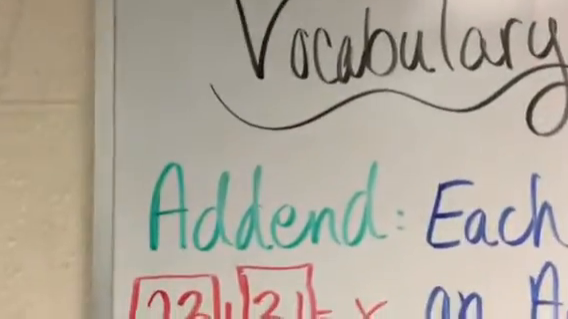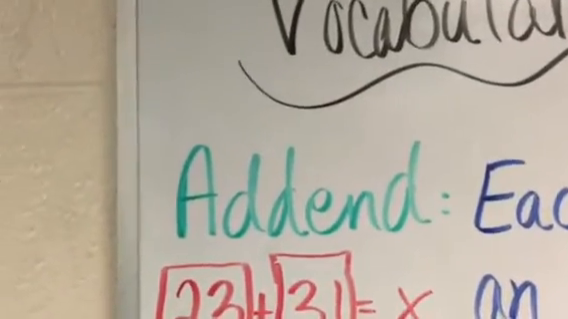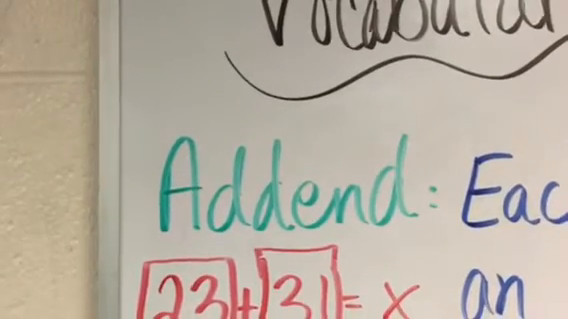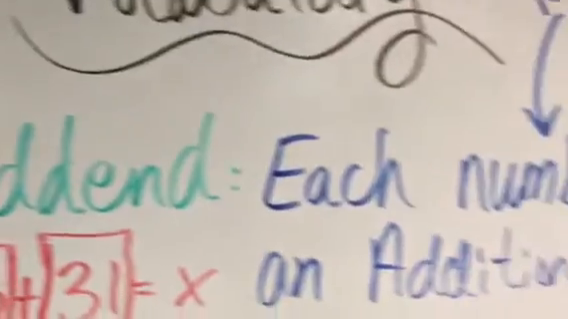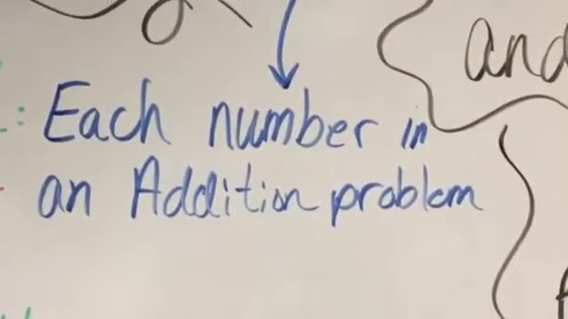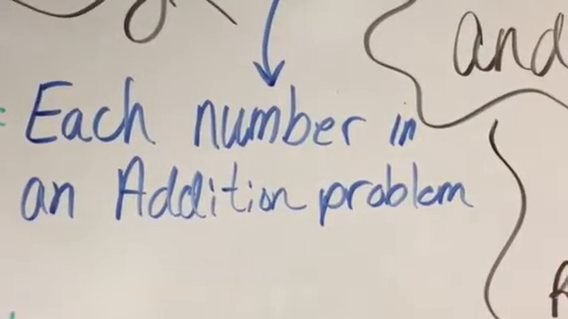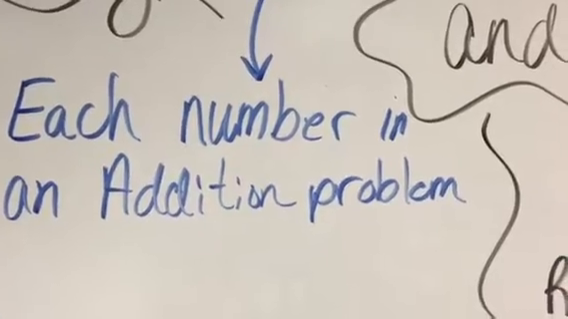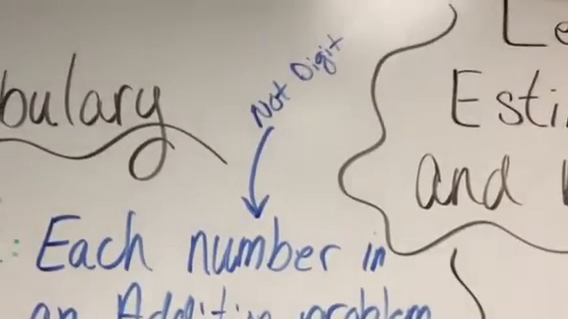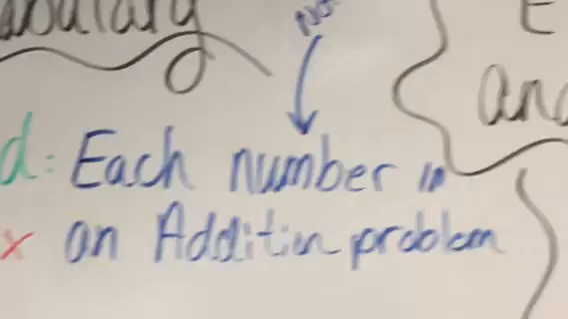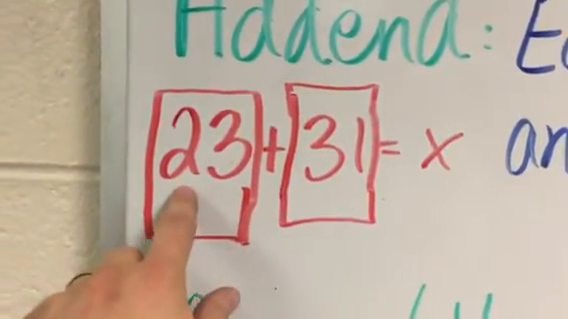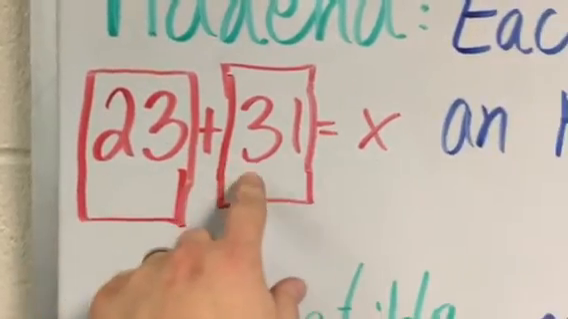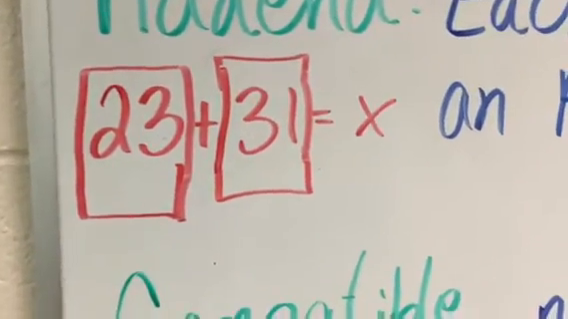The first word is addend. That's a word that you probably have never heard before because I know it's a little bit new, but it's really simple once you get the idea. Each number in an addition problem is called an addend. And be careful, I don't mean each digit. It's each number. So let's look at this. 23 plus 31. 23 is one addend and 31 is the other. Real simple.